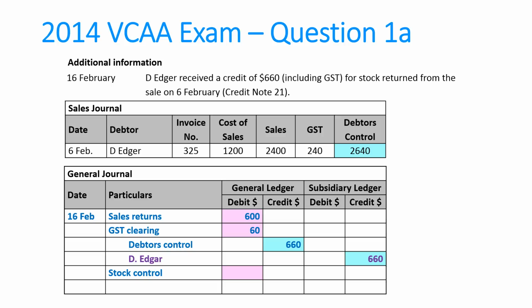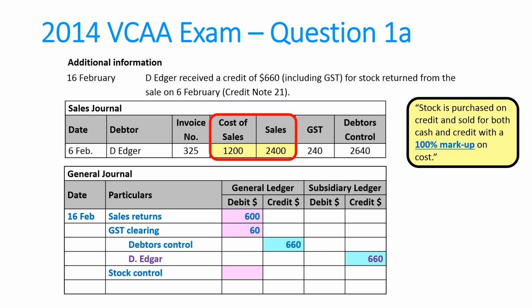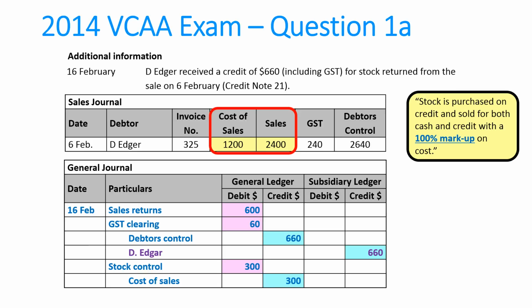The customer's given it back to us, and we weren't given that number. So what we do have though is up here cost of sales $1,200. However, that was for the entire purchase. Now the customer's not going to return all of that, so we need to figure out how much they are going to return. So we were given this bit of information. In the question it said, stock is purchased on credit and sold for both cash and credit with 100% markup on cost. So that must mean if we're giving this customer a $600 credit, the stock that was marked up at 100%, the stock coming back in is $300, and that will decrease cost of sales by the same amount.